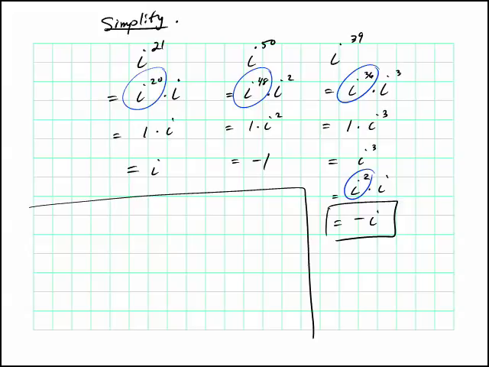And last example. What do we do if we have, for instance, i to the negative 9? Well, we have to remember what a negative exponent means. I have to flip over the number. So this is equal to 1 over i to the positive 9.